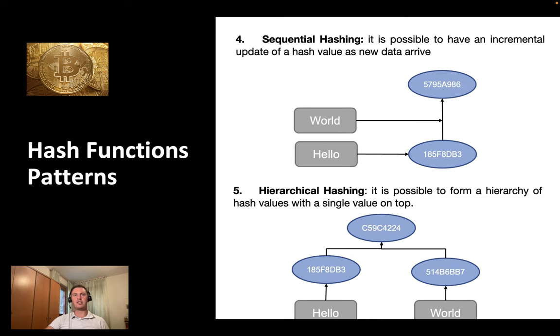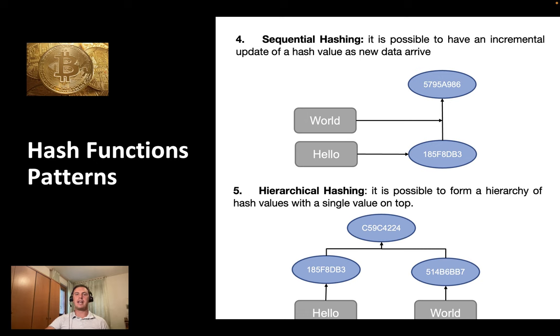And then we have sequential hashing and hierarchical hashing. The fourth pattern is sequential hashing, whose goal is the incremental update of a hash value as new data arrive. The existing hash value is combined with the new data and then handed to the hash function in order to get an updated hash value. In the example, we see that the word hello is hashed, then the word world is combined with the hash value of the word hello, and it generates a new hash value. This is called sequential hashing.